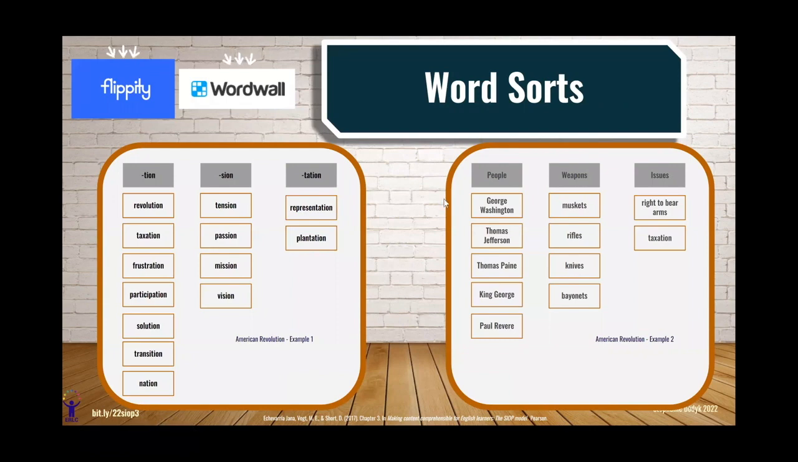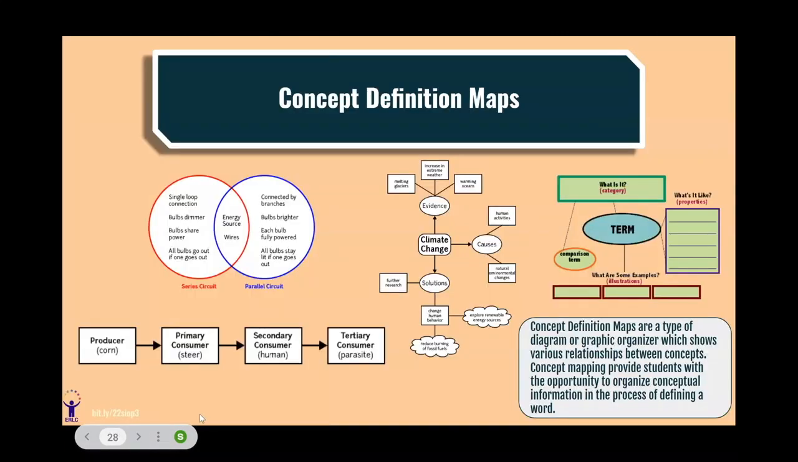Word sorts are another option, if we think back to the PWIM. There are 2 links here for creating word sorts: one is WordWall, and one is Flippity. Students can manipulate words based on their prefixes or suffixes, or maybe on different concepts as well. So word sorts are a great way of manipulating words.